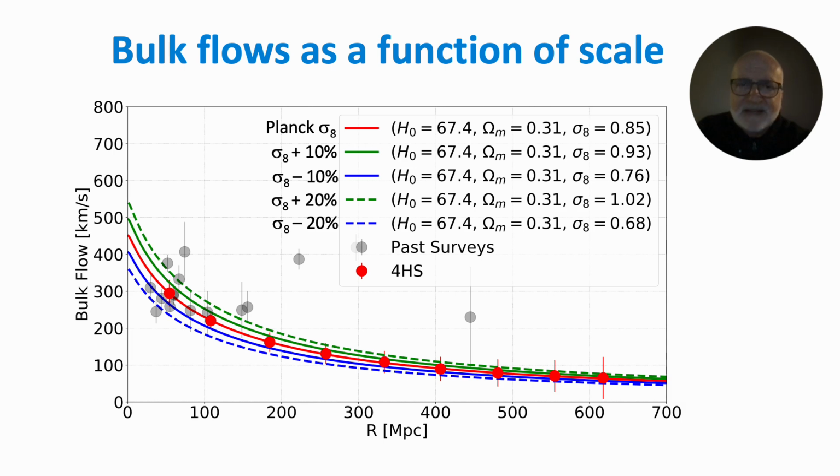This order of magnitude increase in the number of peculiar velocities will lead to correspondingly more stringent constraints on cosmological parameters. For example, this figure shows the constraints expected from the 4HS peculiar velocity survey on the bulk flow as a function of scale. It indicates that the bulk flow will be measured on all scales up to about 300 megaparsecs to a precision corresponding to better than 20% in sigma 8.